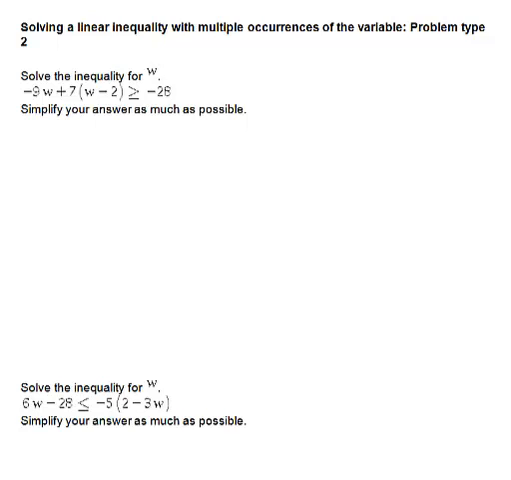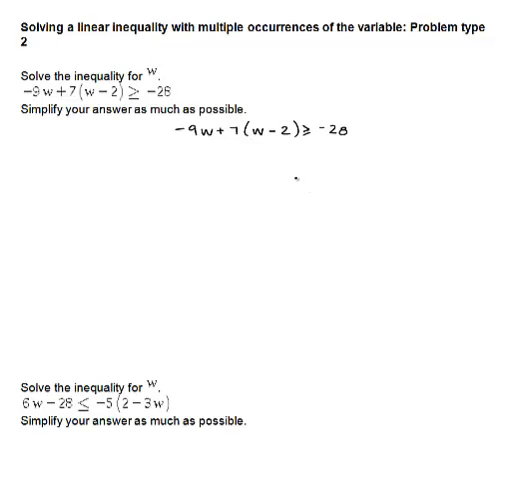Here we have an inequality, and it's looking like it's a little bit more involved, but eventually it's going to be reduced to our basic inequality, just like we've been working with. So let's see what we have here. We have negative 9w plus 7 times w times the quantity w minus 2 is greater than or equal to negative 28.